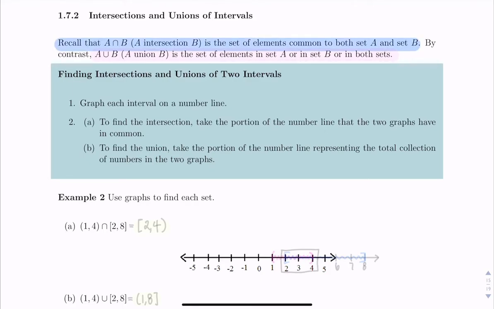On the other hand, A union B, which looks like a U, is the set of elements in set A or in set B. So this is like the union of two people in a marriage. Both people bring their personalities and their lives together, and so marriage has both pieces of both people.